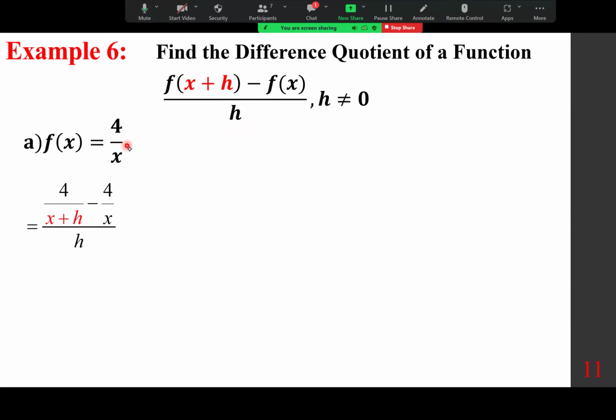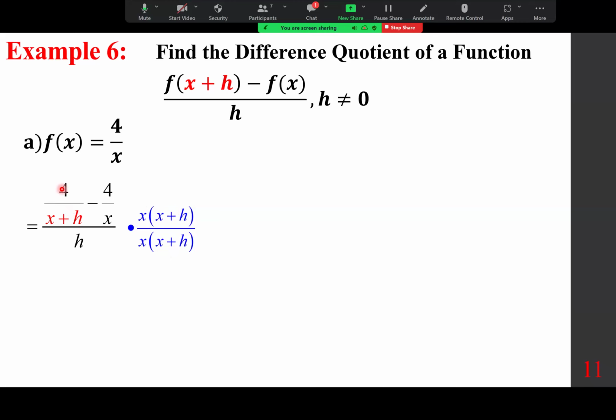To simplify this complex fraction, the best course of action is to multiply and divide by the LCD. There are two fractions in the numerator. The product of x and x plus h is the LCD. We're going to multiply and divide by that. When we do that, the denominator remains as a product of h and x plus h. What happens to the numerator? It simplifies as follows.